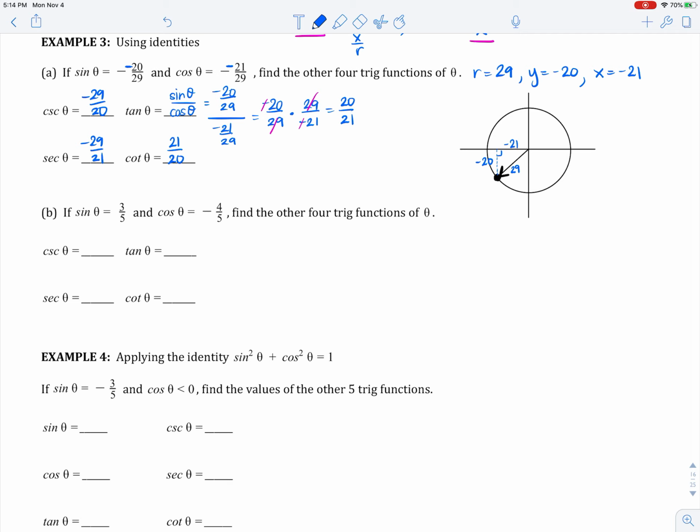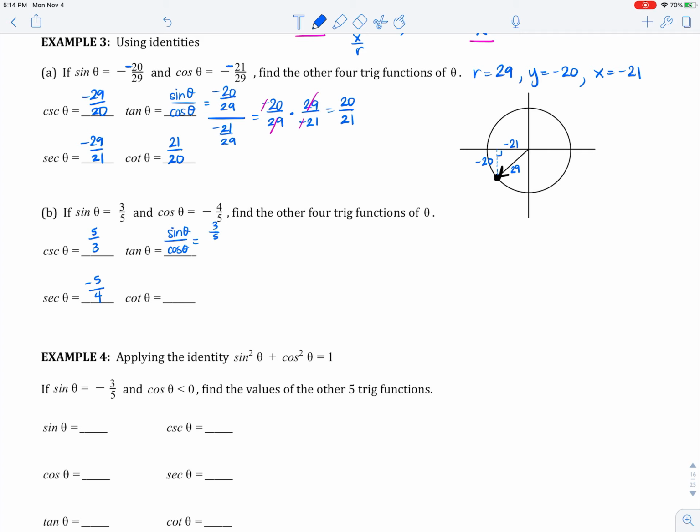So for part B, we would say we have sine, it's 3 over 5, so cosecant is a reciprocal of that, 5 over 3. We have cosine, it's negative 4 over 5, and secant is a reciprocal of that, so negative 5 over 4. And then we know that tangent is sine theta over cosine theta.